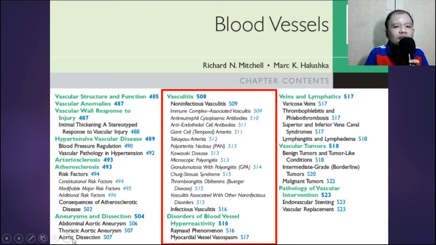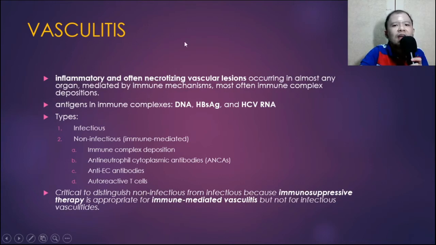This is the inflammation of the blood vessel. So it is inflammatory and often necrotizing vascular lesions. And when we say inflammation, what's a trigger? Anything, actually any substance in which the blood vessel wall is, quote unquote, reacting to. So for example, you have the hepatitis B surface antigen, HCV, hepatitis RNA, hepatitis DNA. So these are reacting.